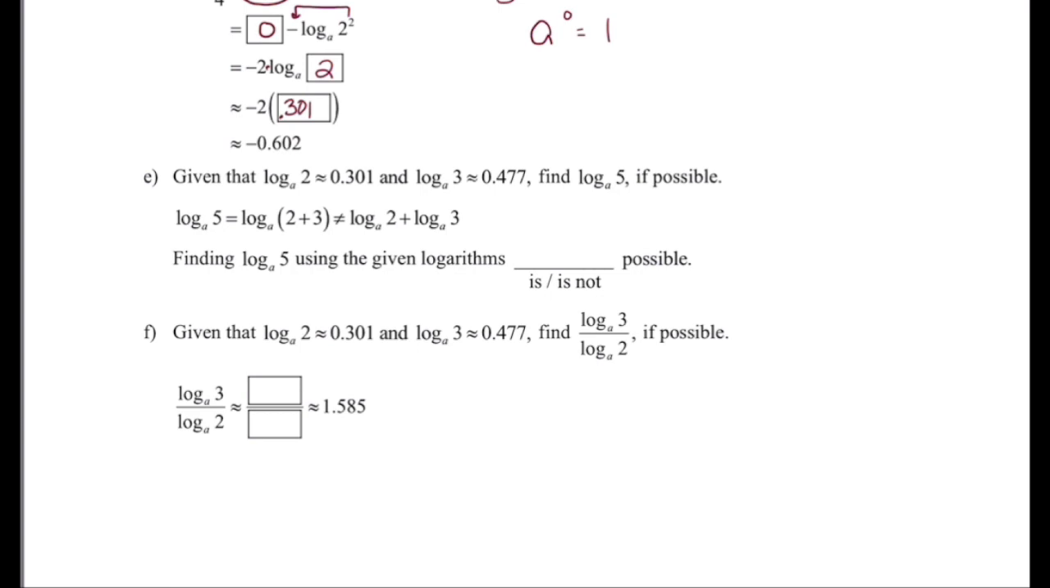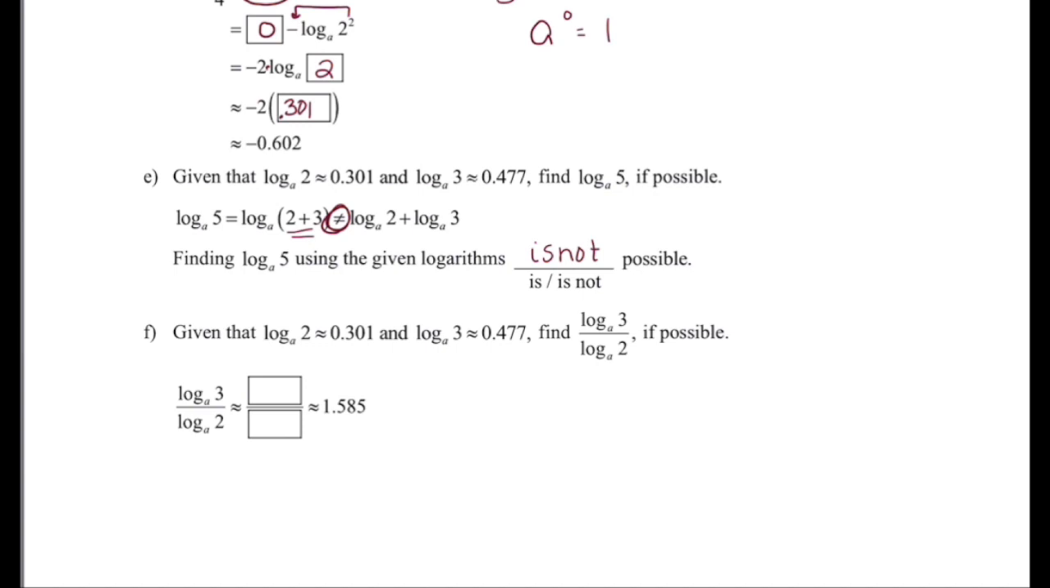Again, we have the same log base a of 2 and 3. We want to find log base a of 5 if possible. The only thing that I could think of would be that I could take 2 plus 3, and that would give me 5 when written in 2 and 3. However, that does not equal the same as adding them together. That's not the product rule. So there are going to be a couple of instances where it is simply not possible.